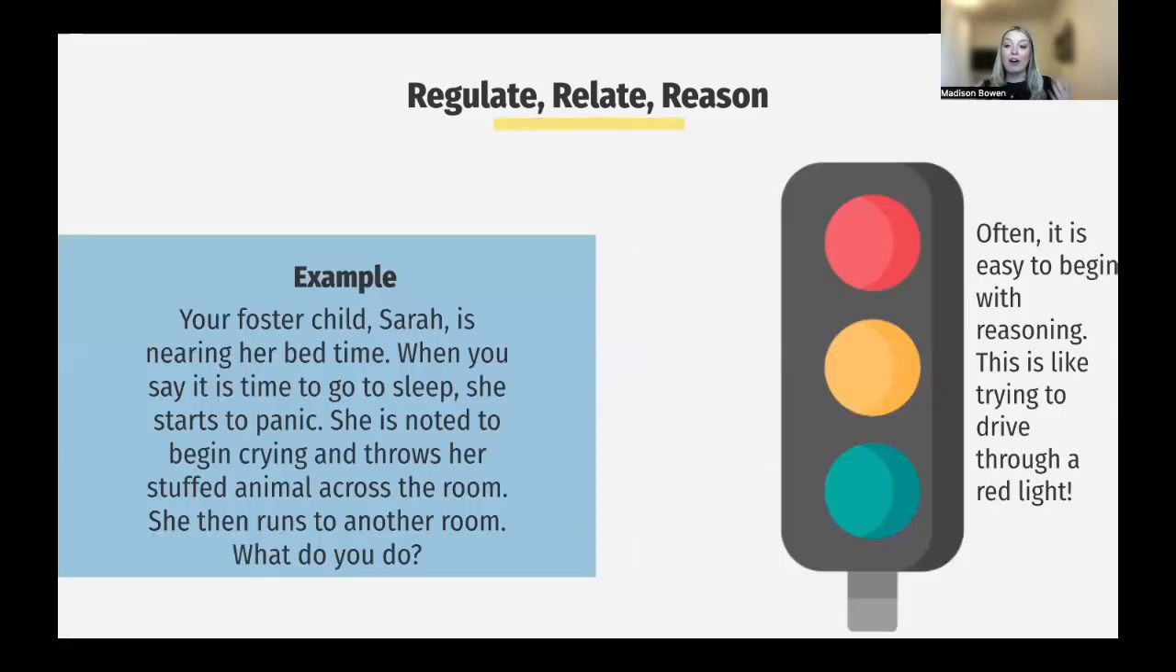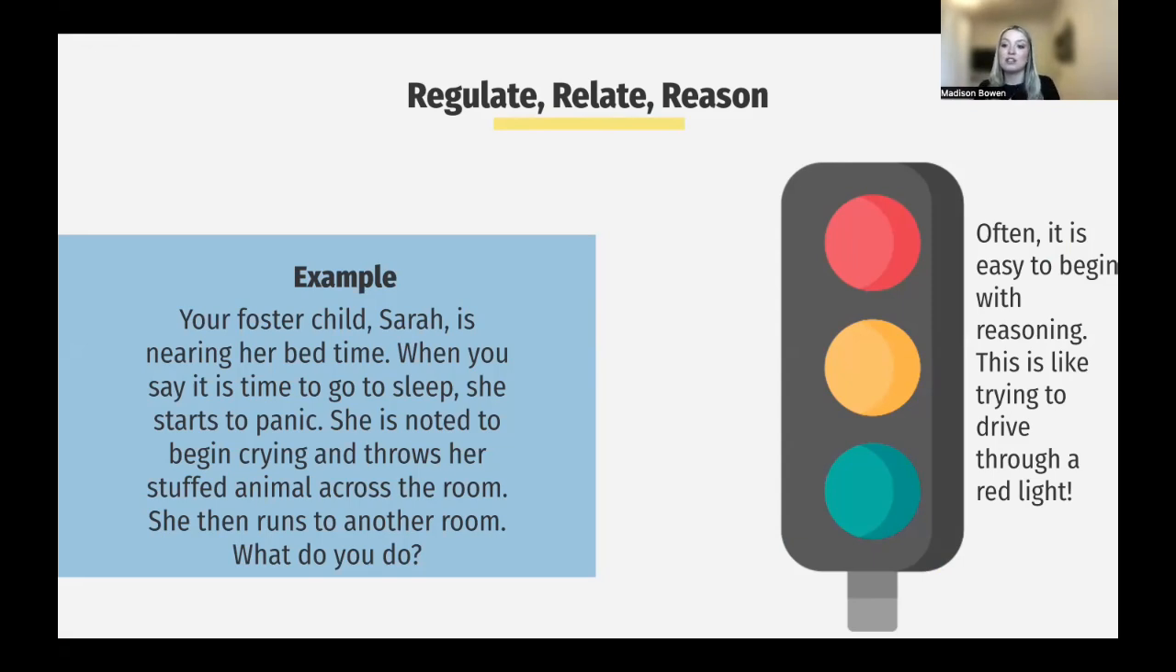All right, so how can we apply this technique in real life? In our example, your foster child, Sarah, is nearing her bedtime. When you say it's time to go to sleep, she starts to panic. She begins crying and throws her stuffed animal across the room. She then runs into another room. What do you do? Well, our first step is to regulate.